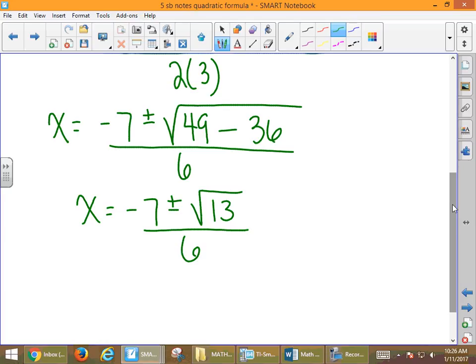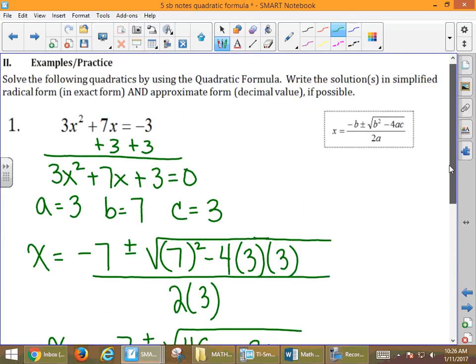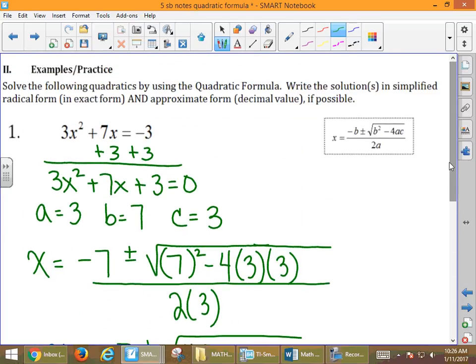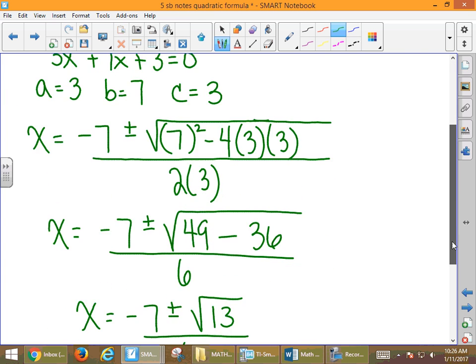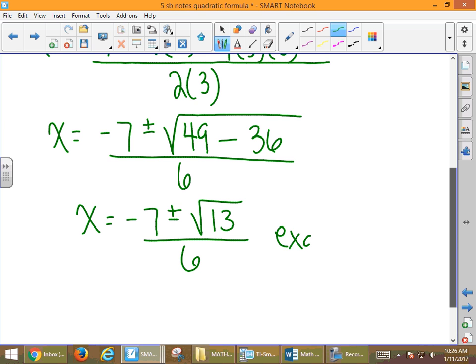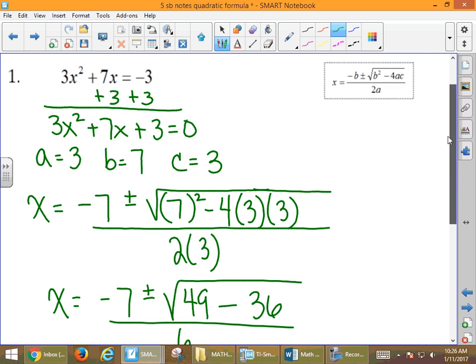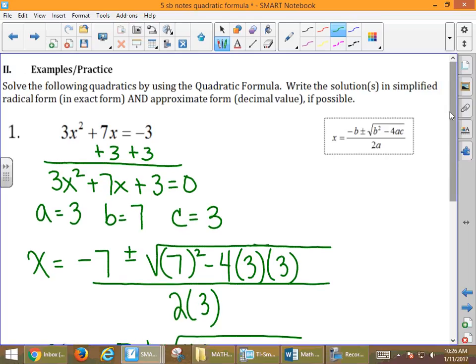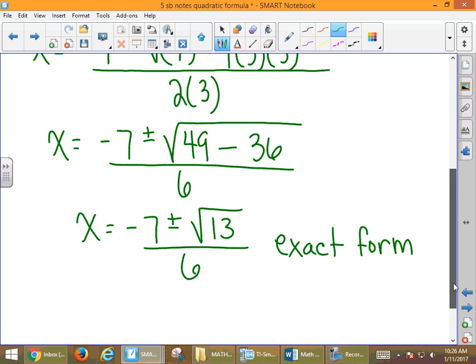But we need to go back and look at what the directions say. And I should read the directions first, but at least I'm getting them in there at some point. The directions say this. It says solve the following quadratics by using the quadratic formula. We did that. Write the solutions in simplified radical form. We have done that. And that is called exact form. But it also says to put it in approximate form. We want to list out a decimal value for this.